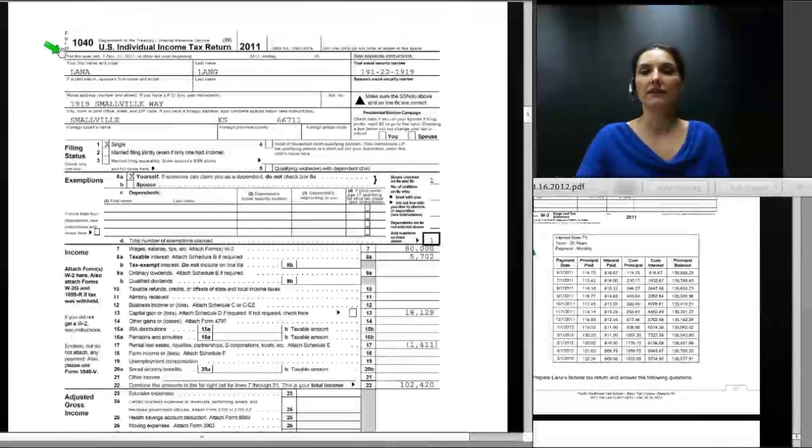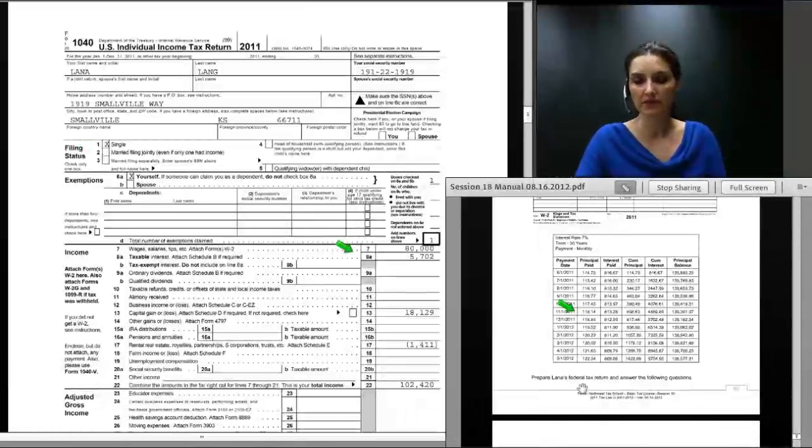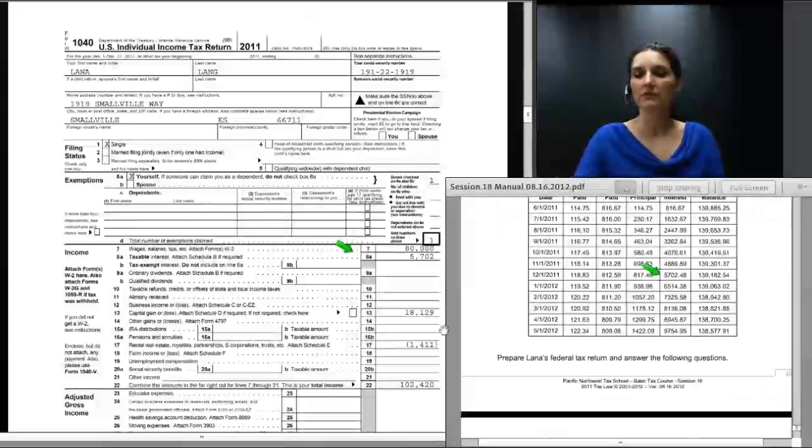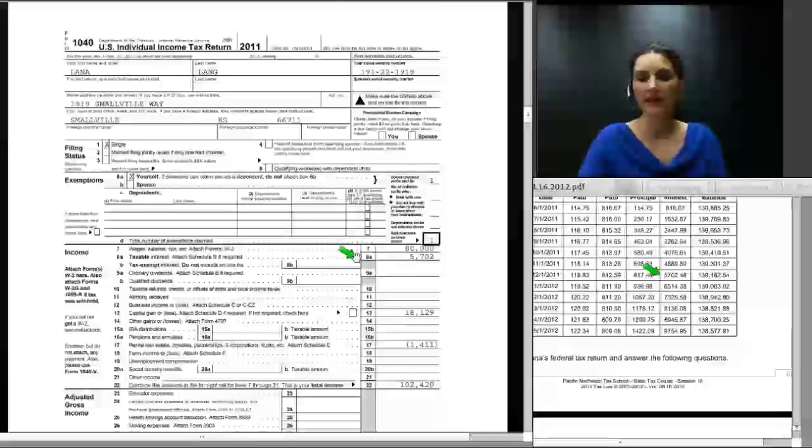So moving on to Lana's finished 1040 form, we can see she's filing single. We've entered her wage income of $80,000. The cumulative interest amount that we showed you in the problem is $5,702. You can see that $5,702 has been entered on line 8A.